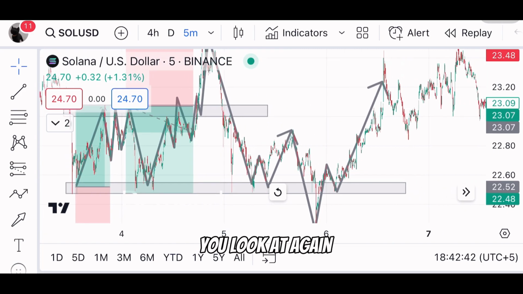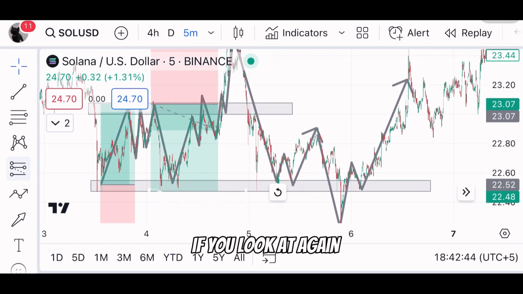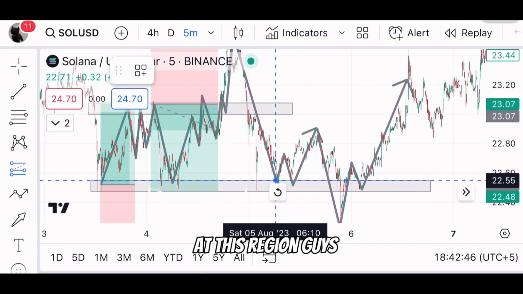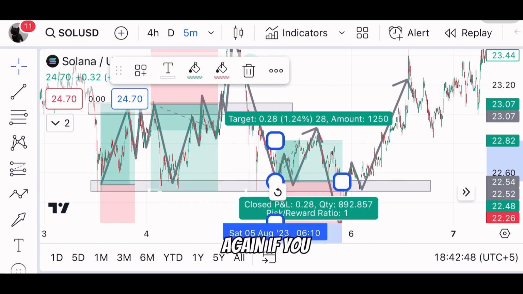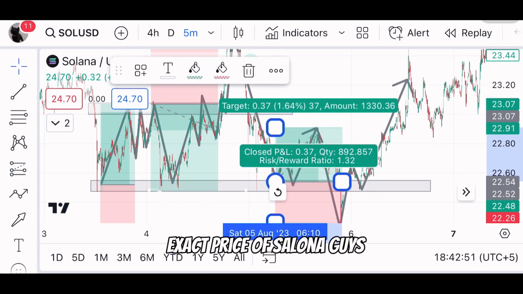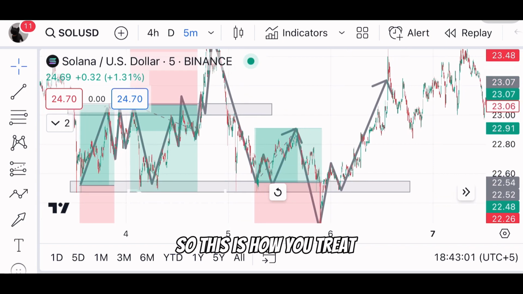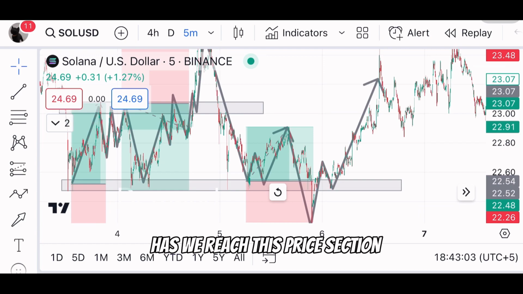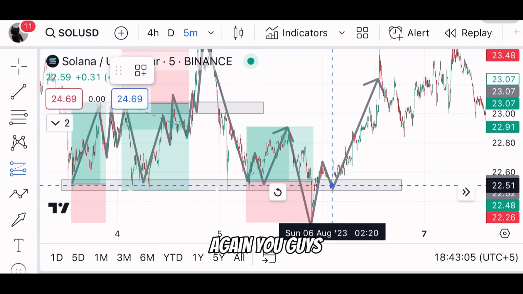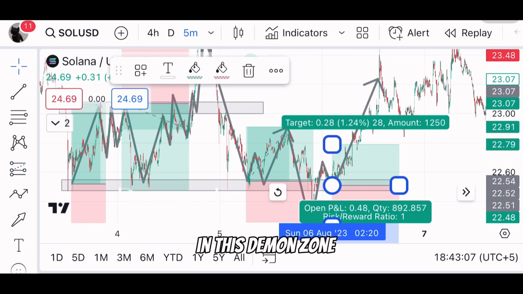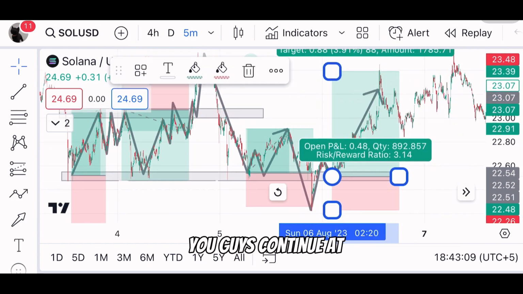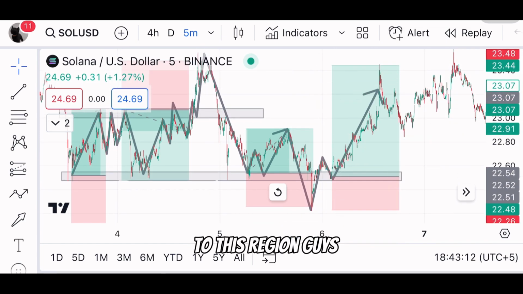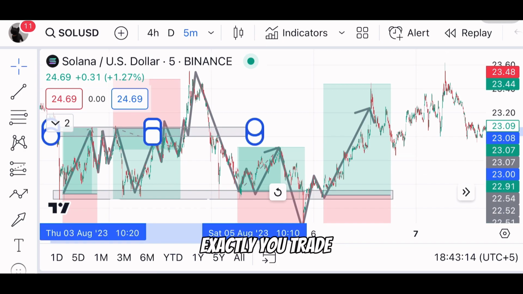If you look again at this price action, even at this region, again we're reaching the supply zone. Again, if you bought this exact price of Solana, again the price pumped all the way. We are looking at very small time frames, so this is a kind of 2% up on the price of Solana. So this is how you trade, guys. And again, as we reach this price action, you should have bought again in this demand zone, and the price continues all the way up to this region. So this is how exactly you trade.